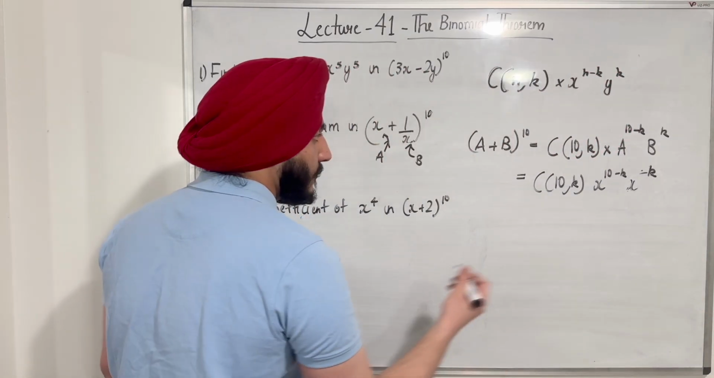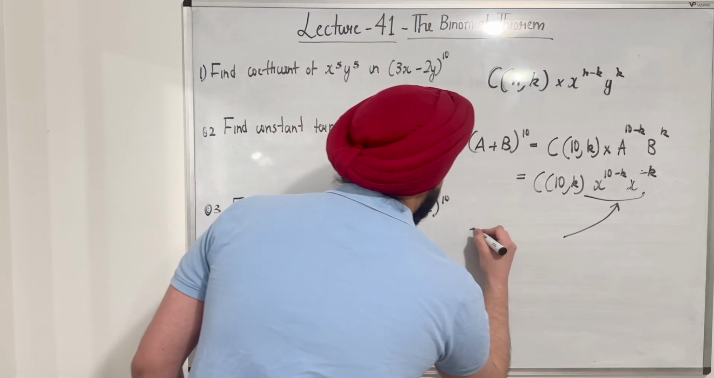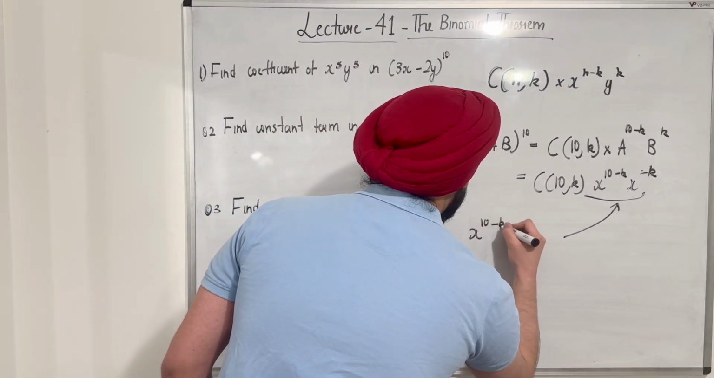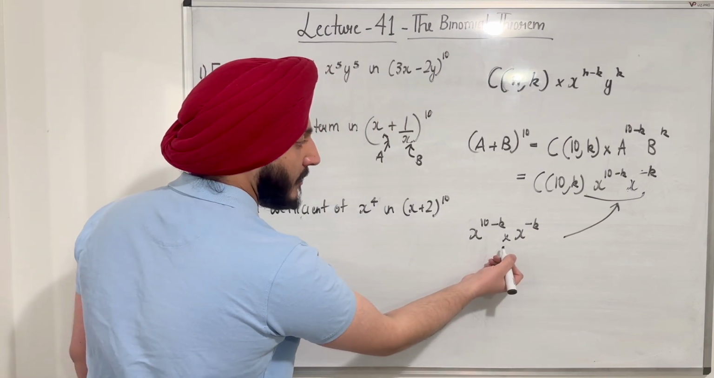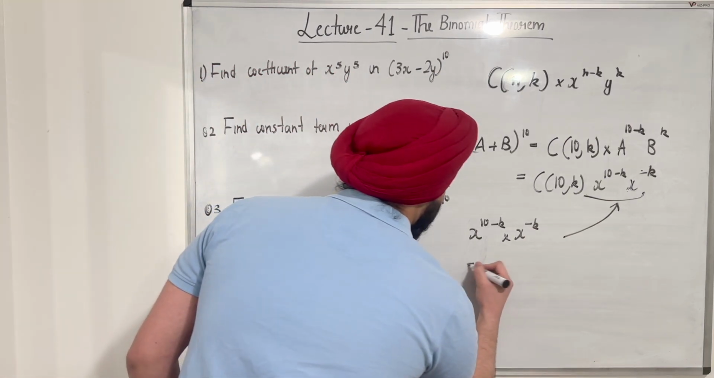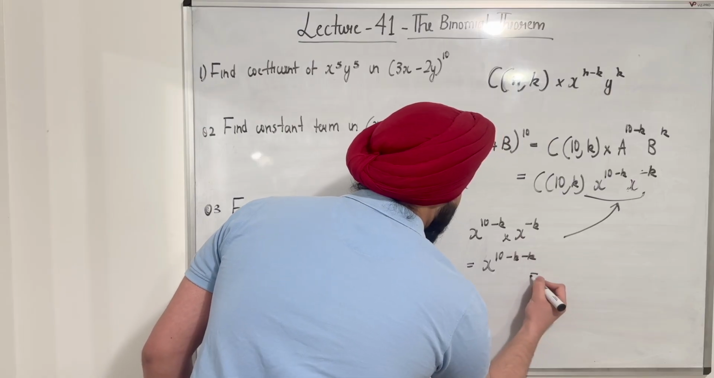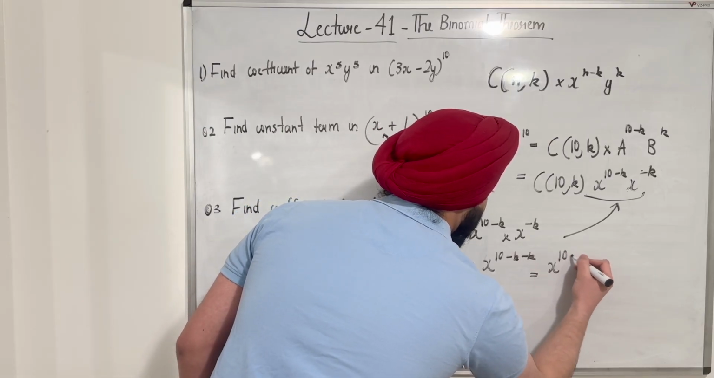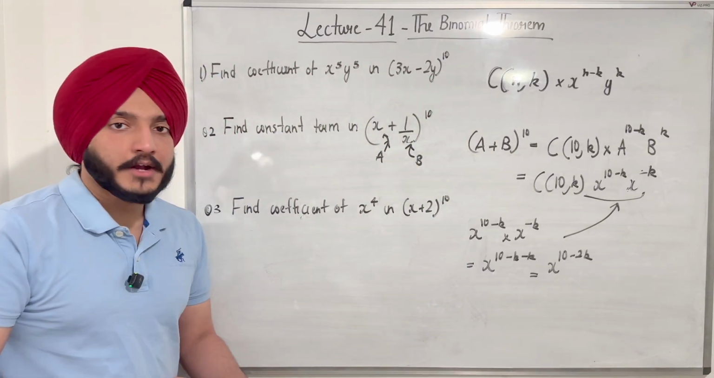Okay, so let's just take a look at this term over here. Let's just try to grab it. So we get x to the power of 10 minus k multiplied by x to the power of minus k. What happens when you combine them? You just add the powers. So this will give you x to the power of 10 minus 2k, right? Okay, let's get back to the question now.